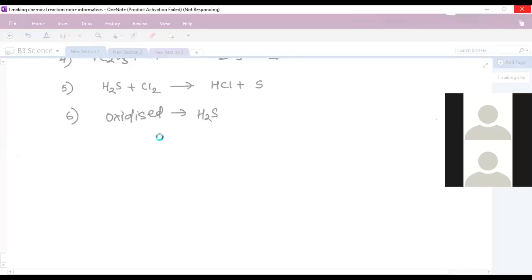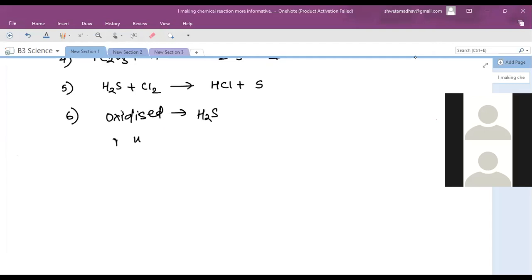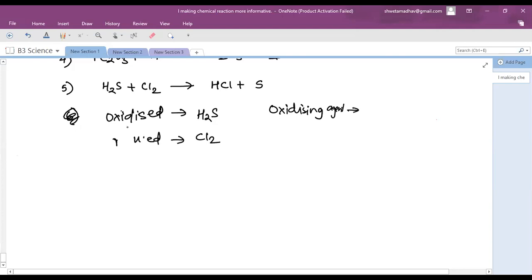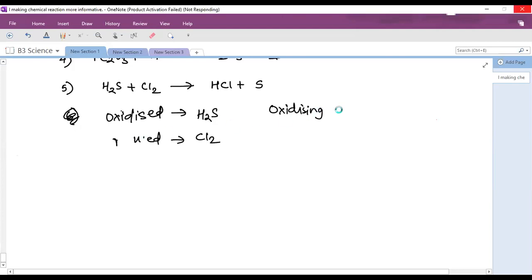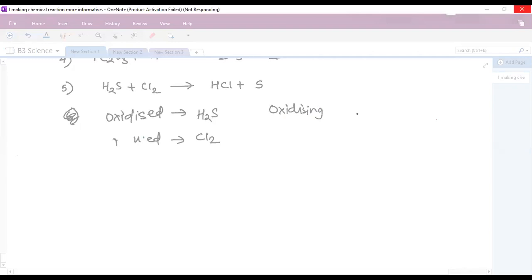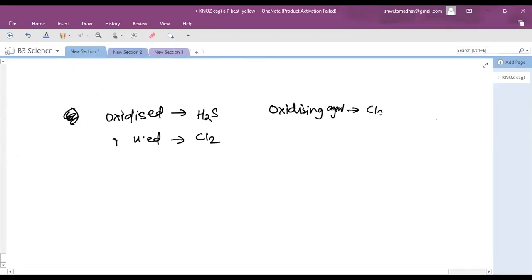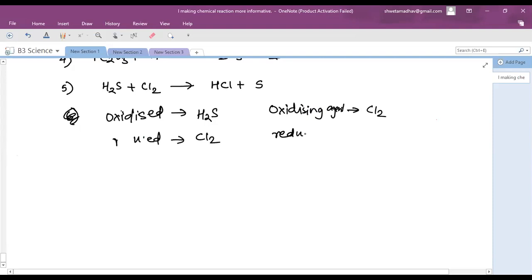Reduced is chlorine gas. Now, which one will work as oxidizing agent? Chlorine. Whichever is reduced will work as oxidizing agent. And reducing agent? H2S. That's right.